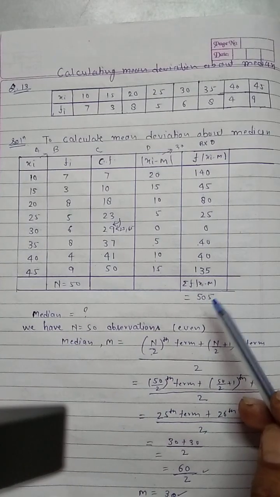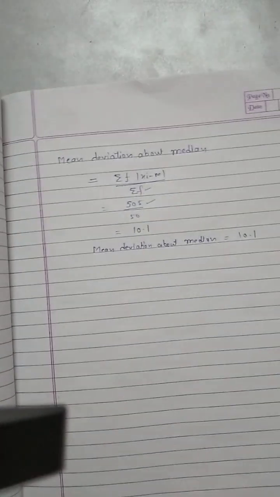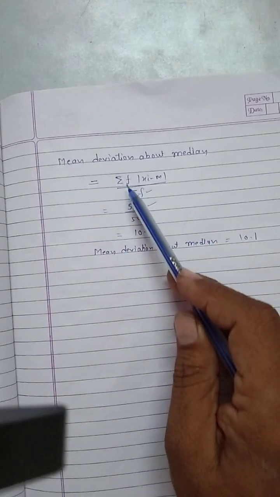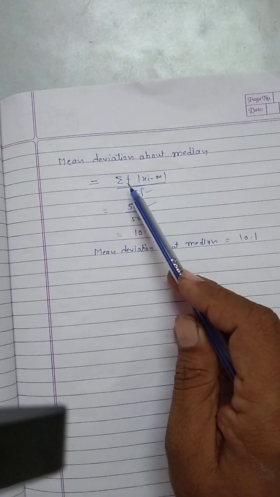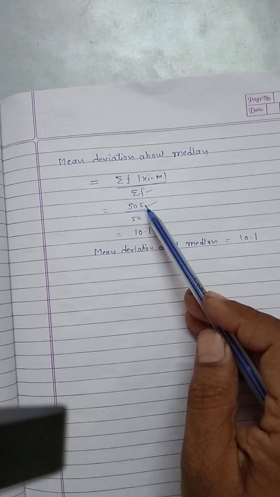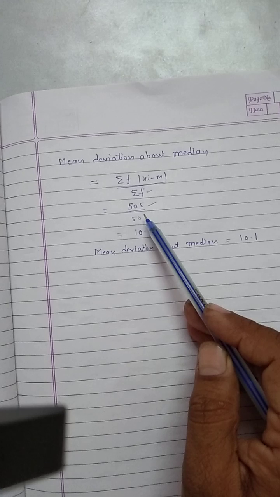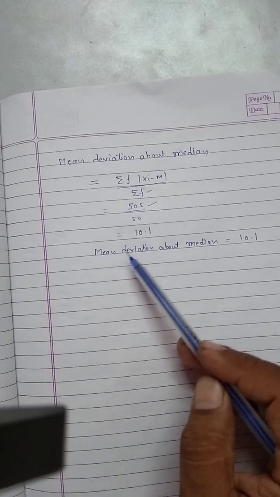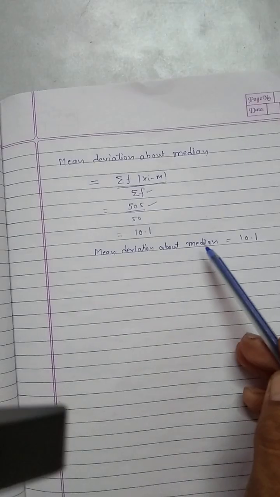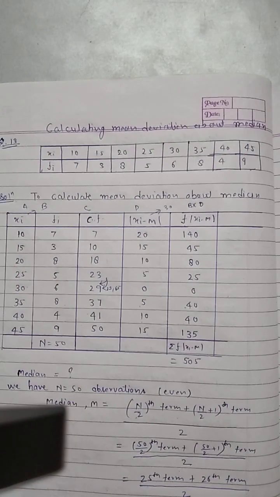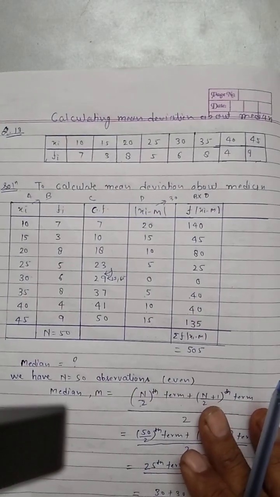Once we have calculated these values, we simply put them into the formula for calculation of mean deviation, which is given by the expression sigma f modulus of xi minus m divided by sigma f, which is 505, and the value of sum of all the frequencies is 50, that is 10.1, which is the mean deviation about median of the given frequency distribution. I hope this is quite clear how to calculate the mean deviation of a given frequency distribution.